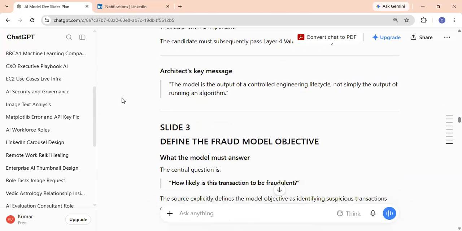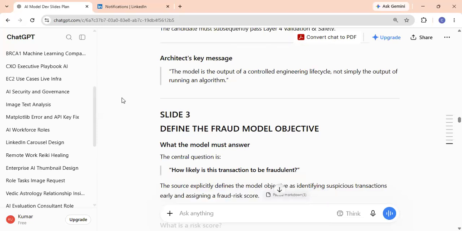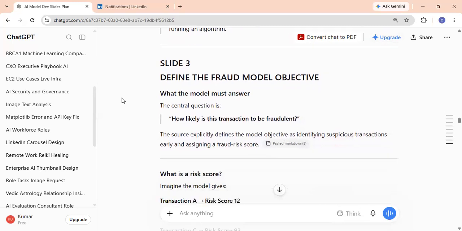The key message is that the model is the output of a controlled engineering life cycle, not simply the output of running an algorithm. What is the controlled engineering here in the life cycle? We use a data layer. With that, we got the cleaned and reliable data. We got different features, segregated data sets, and we are testing the model feature wise. Then finally, we are going to put in common data, all features. Then we are going to test one more round, the final round, before going to the safety and validation phase, layer 4, right?